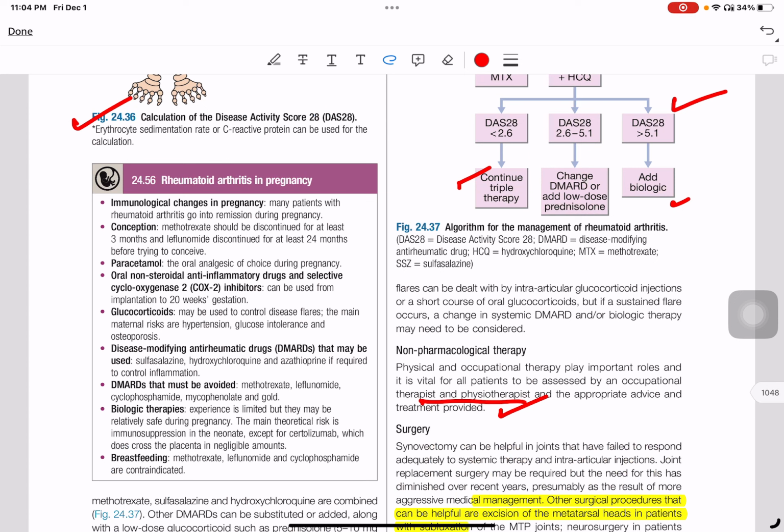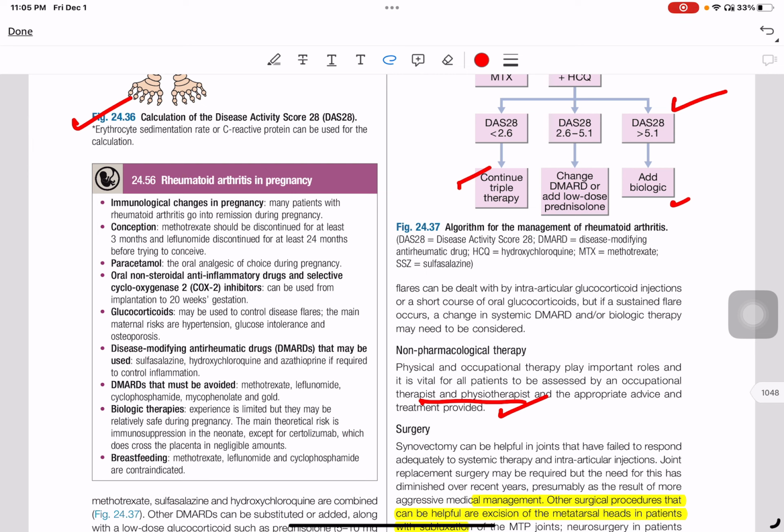So another chart, how we will treat a patient of rheumatoid arthritis in pregnancy. In pregnancy, the patient should be in remission, and conception should be delayed until the patient is in remission. Methotrexate should be stopped at least 3 months before. Leflunomide should be discontinued at least 18 to 24 months before conception. Paracetamol can be continued throughout pregnancy, but NSAID should not be continued beyond 6 months of pregnancy.